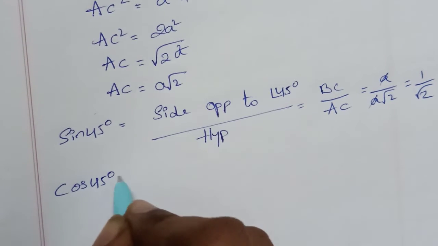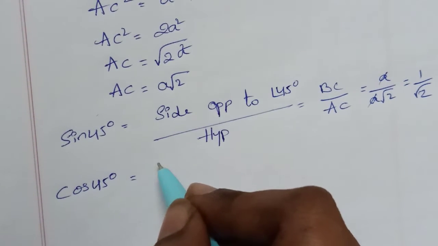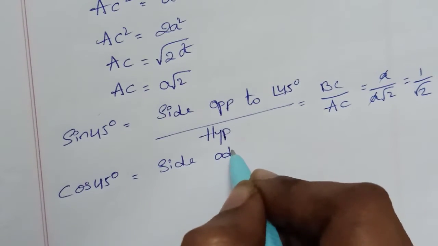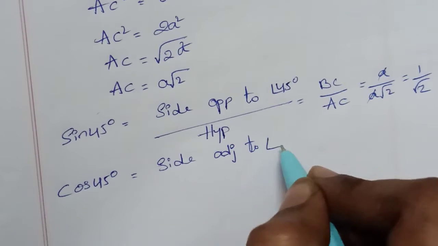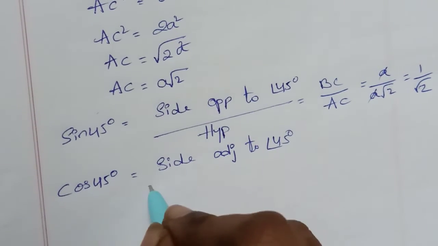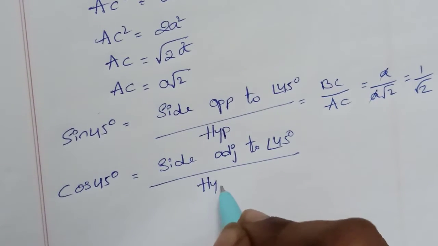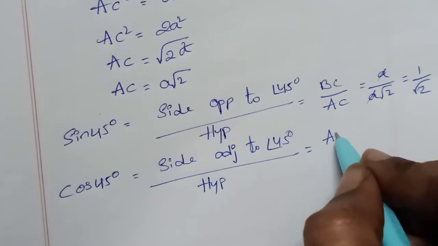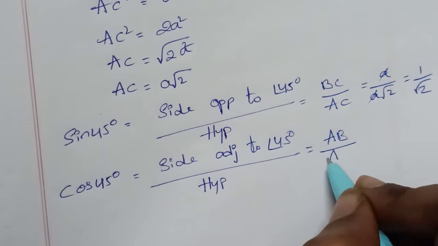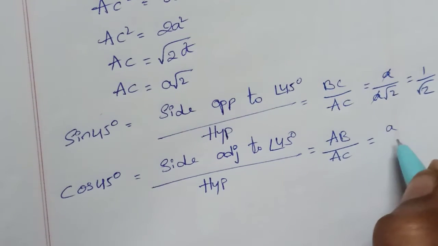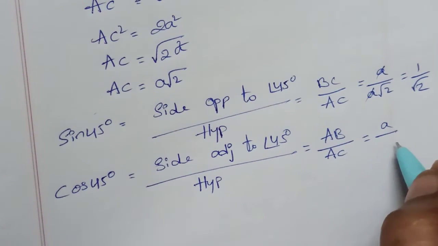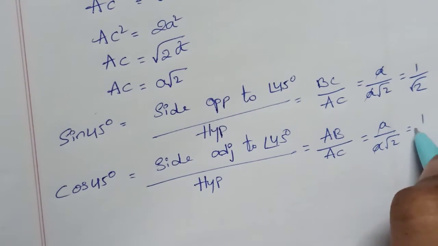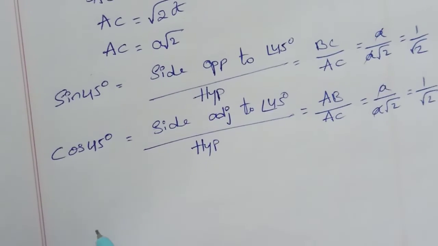Cos 45 degrees is side adjacent to angle 45 degrees by hypotenuse. Adjacent length is AB by AC. AB length is A and AC length is A root 2. A will get cancelled, 1 by root 2.